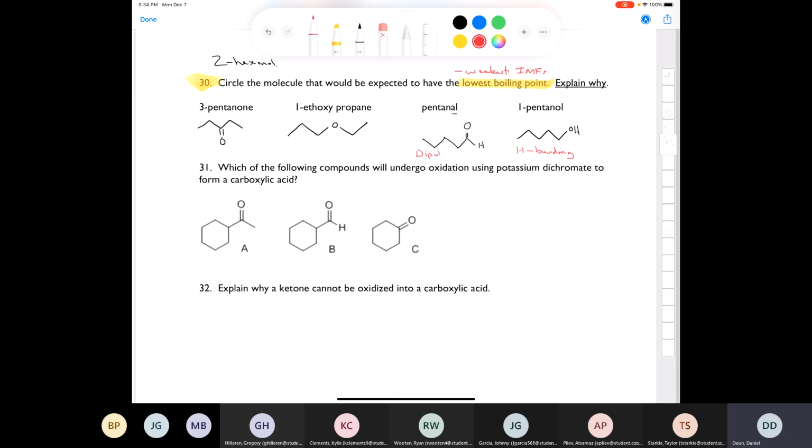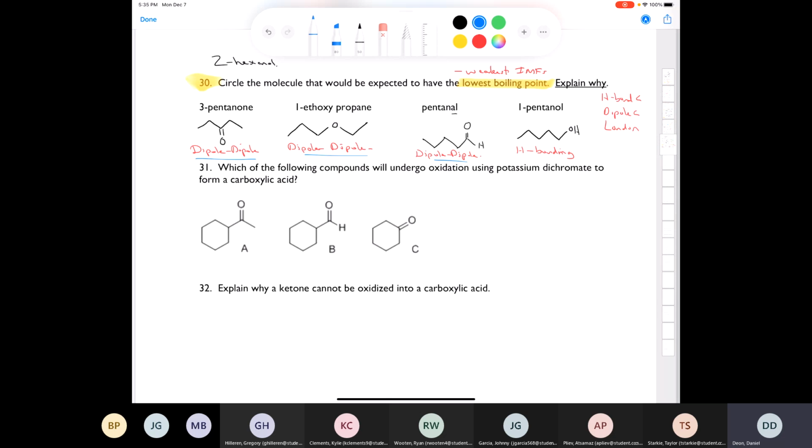Pentanal is going to have dipole forces, okay, as will 1-ethoxypropane. So we'll put dipole here as well, dipole. And then 3-pentanone also has dipole forces. Now, if we're looking for the lowest boiling point, we know that hydrogen bonding is the king of the castle, right? That's going to be stronger than a dipole force, and that's going to be stronger than a London force. So then we look at our possible answers, and you see that we have 3 molecules that have dipole forces.